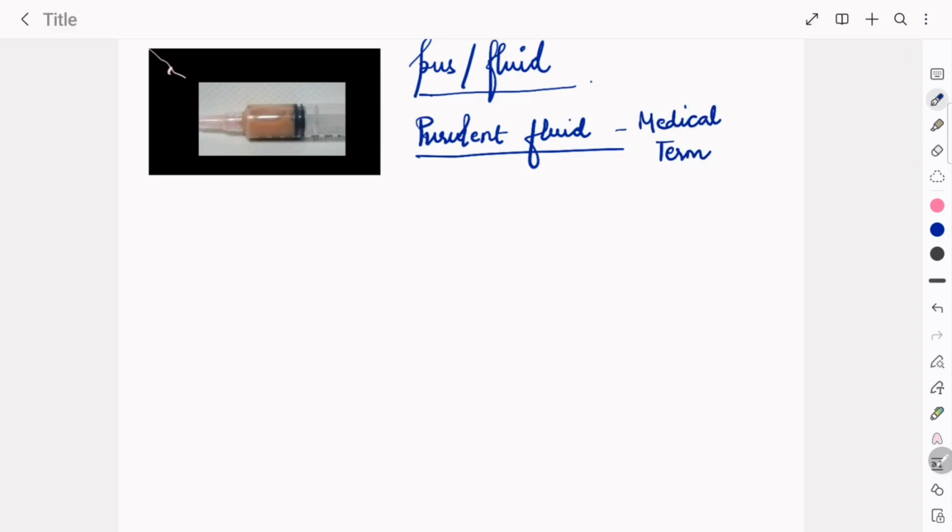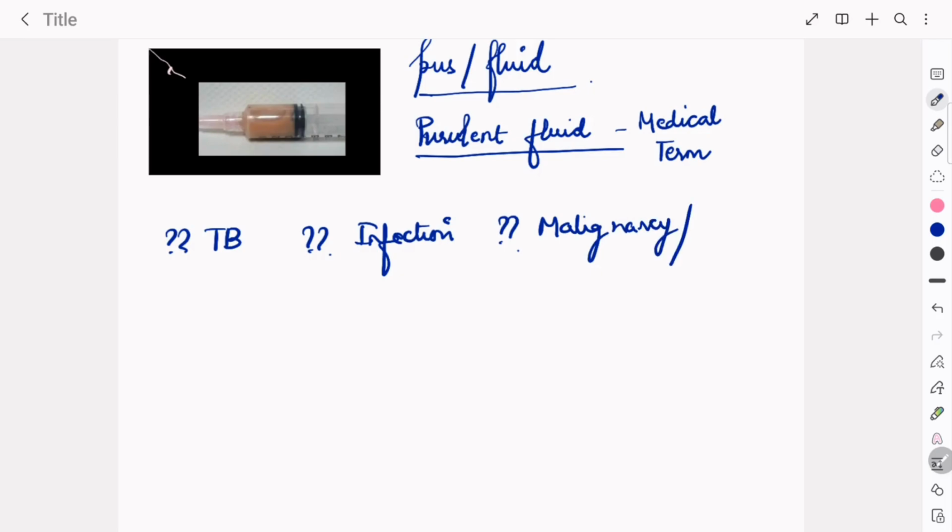इंडिया में अगर हमारे पास पस आता है, सबसे पहले तो आपको ट्यूबरक्लोसिस सोचना है। Query tuberculosis, query infection, query malignancy, also called as cancer in common man's language. All right, so if this is mixed with blood, query trauma.